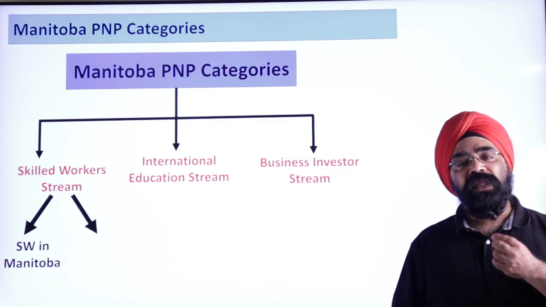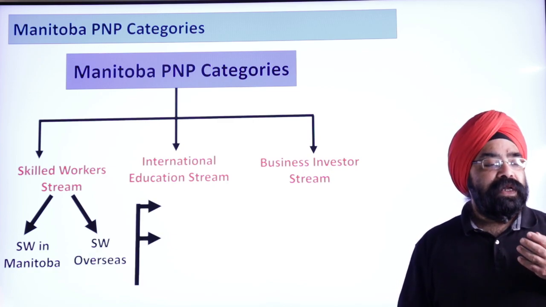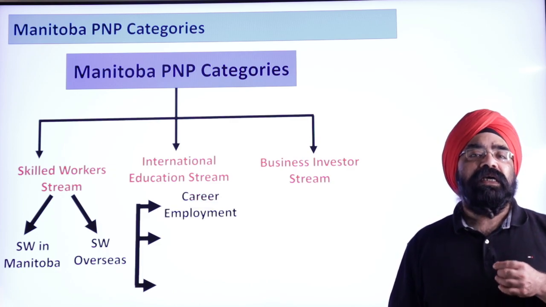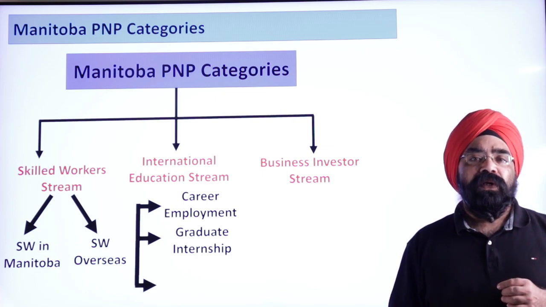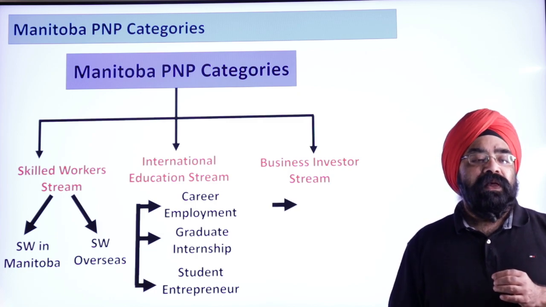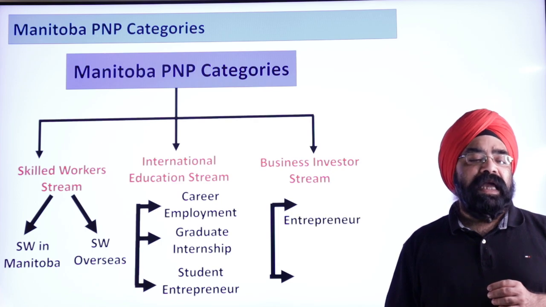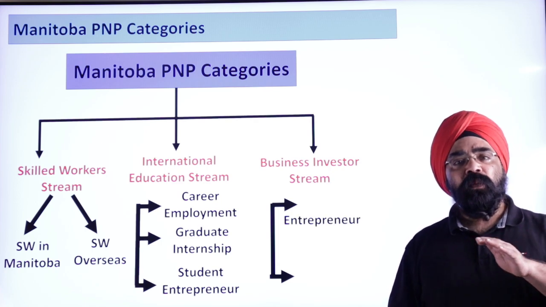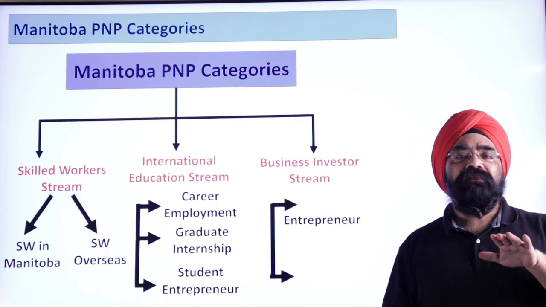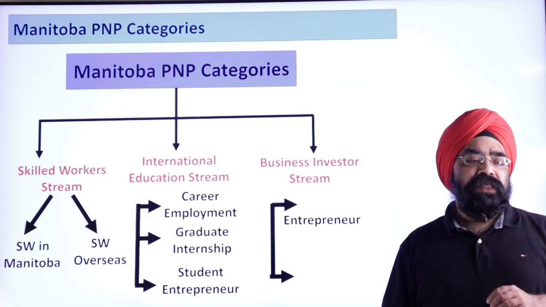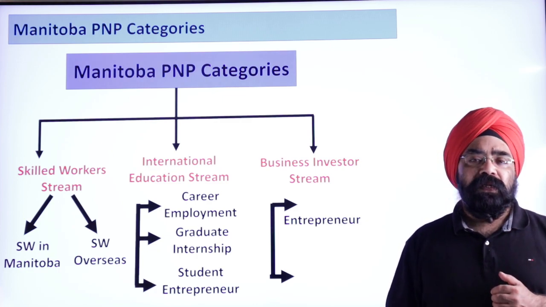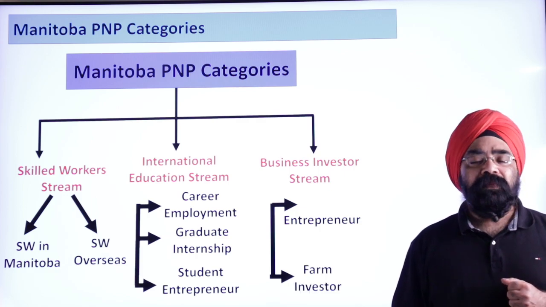The international education stream, in short called IES, has three categories. The first category is career employment, the second category is graduate internship, and the third category is student entrepreneur. Under the business investor stream, there are two categories: entrepreneur stream, and then we have farm investor stream. Manitoba is more like flat land, the terrain is comparatively flat, so a lot of farms are there, and farm investor is a very good option for somebody who is into business or wants to come under the business category.